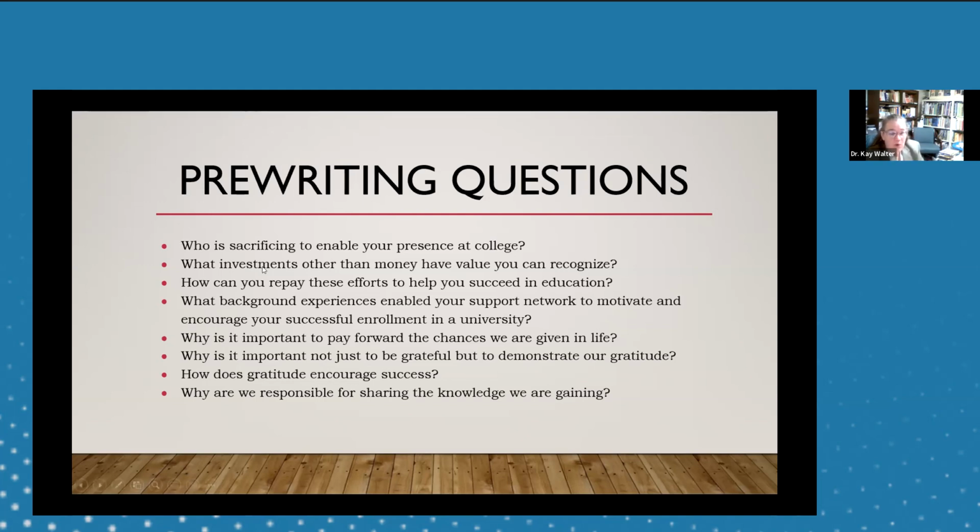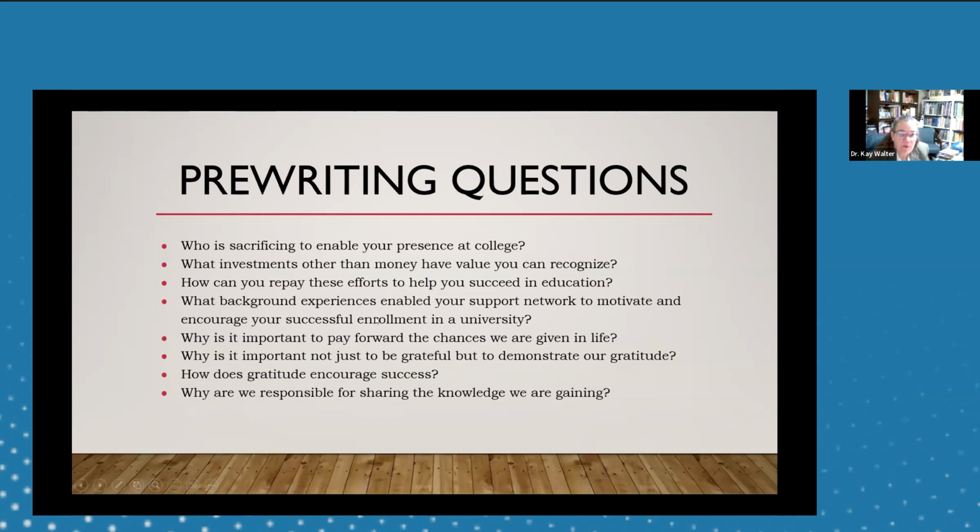So then I ask them to think about, what investments do people make other than money? Is there anything we can learn to value? And I hope my students come to see time and compassion and the mercy that people have on little children as part of the investment. They raise them up. And I'm big on gratitude in my classes. I'm trying to teach my students to feel gratitude, but not just feel it, to demonstrate it. And so further down, it says, why is it important not just to be grateful, but to demonstrate our gratitude? And I want my students to begin to wrestle with the idea, not only that it is important, but why is it important? And how that gratitude can encourage success and why we're responsible for sharing knowledge. And that's sort of what the service learning assignment is about.